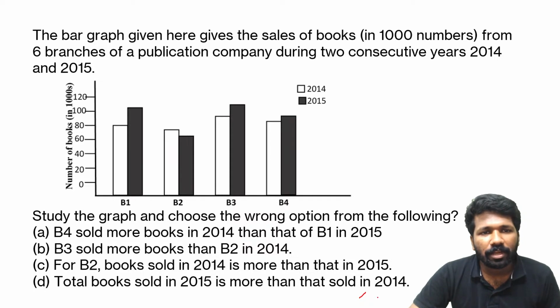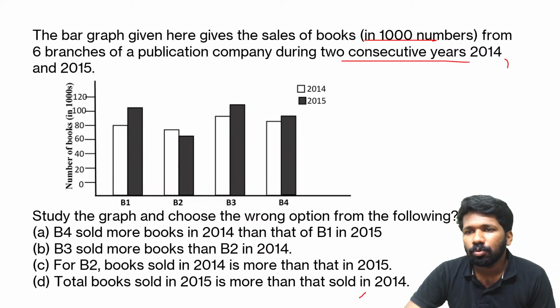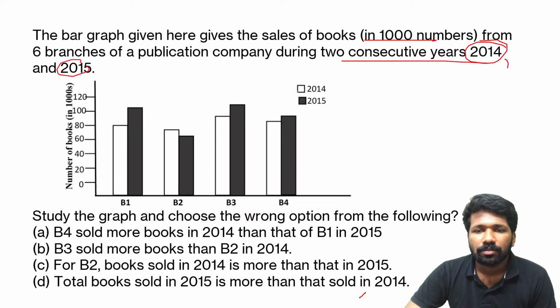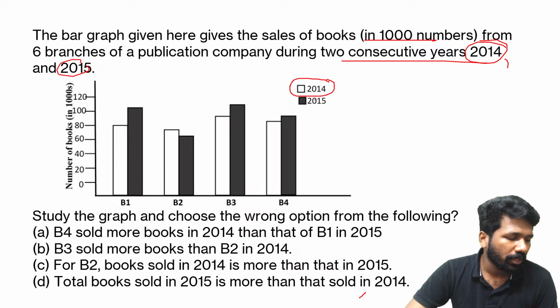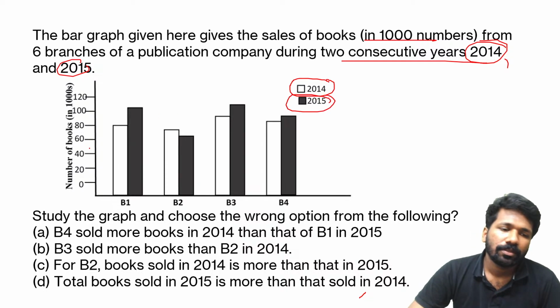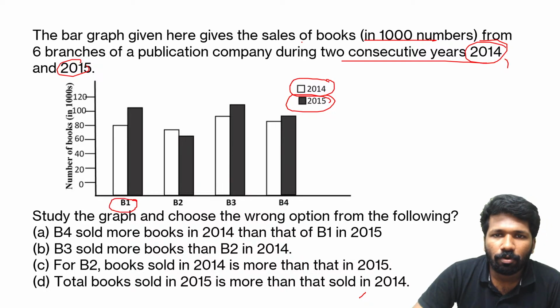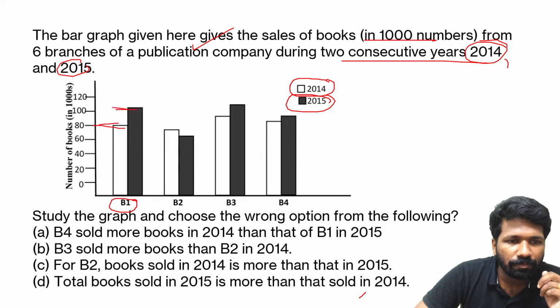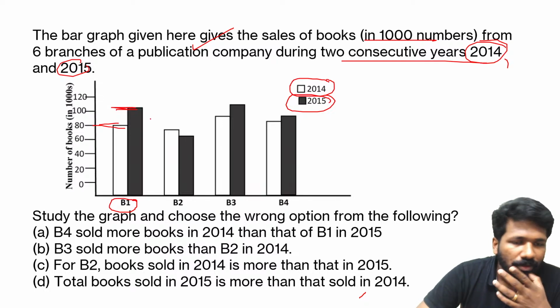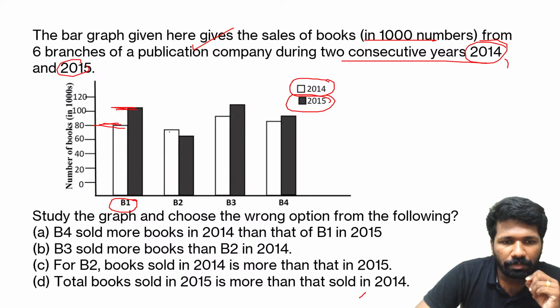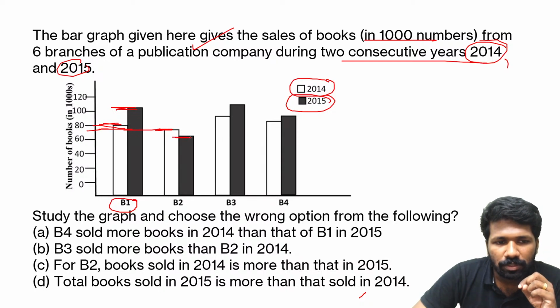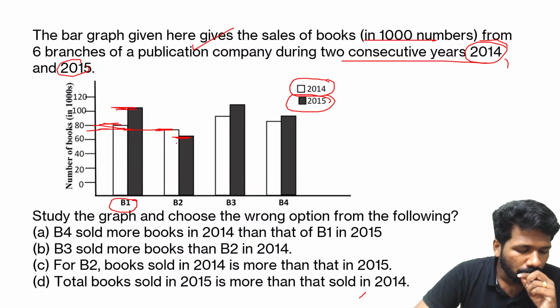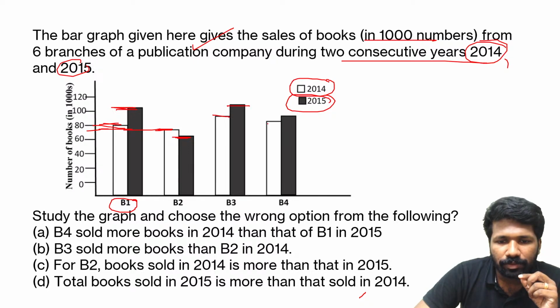The question says the bar graph given here gives the sales of books in 1000 numbers from 6 branches of a publication company during 2 consecutive years, 2014 and 2015. The white region is 2014 and the dark region is 2015. For example, B1: in 2014 they published 80 books, in 2015 about 105 or 102 books. B2: in 2014 about 75 books, in 2015 about 60 books. Similarly, B3 value is given, B4 value is given.